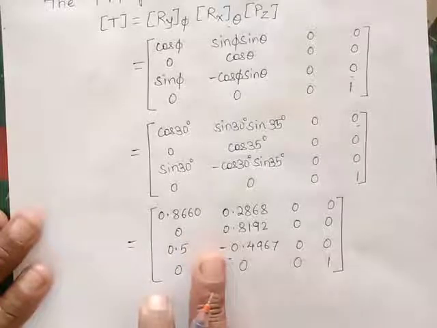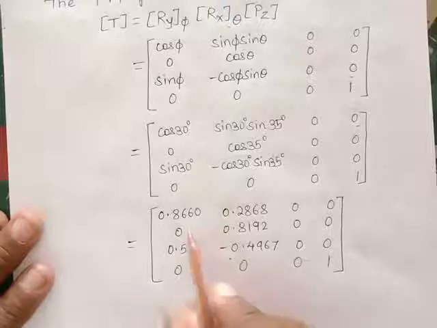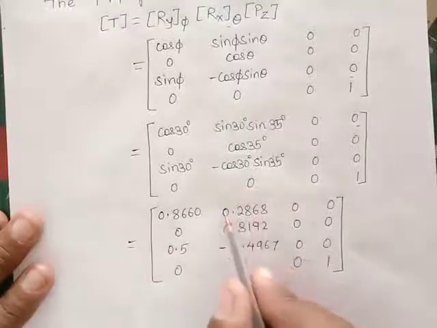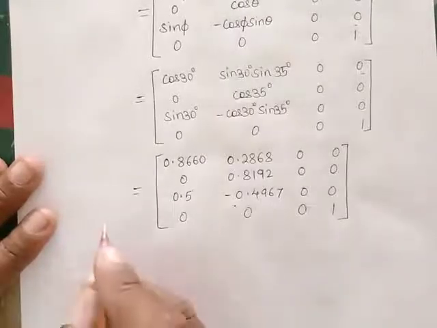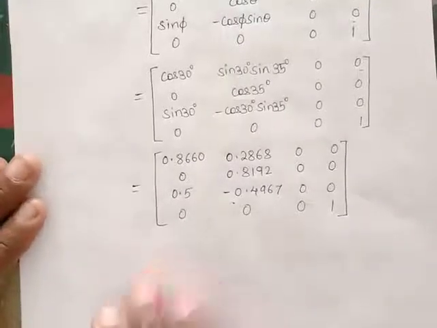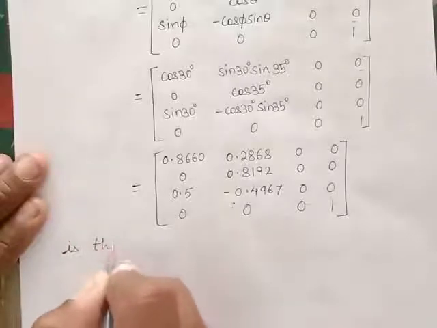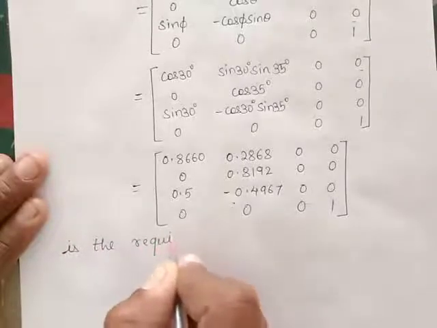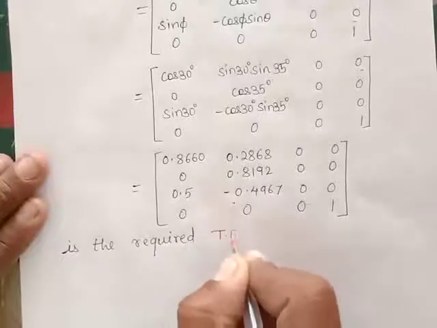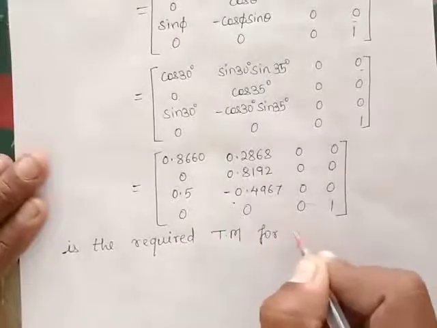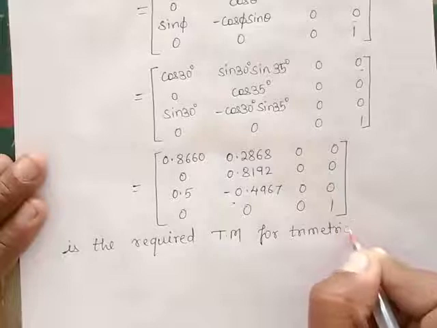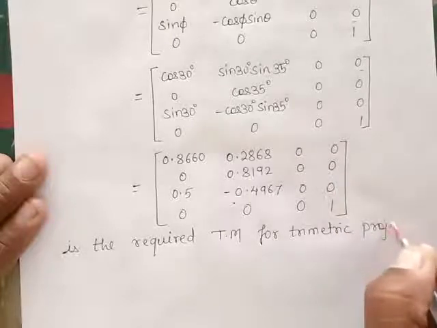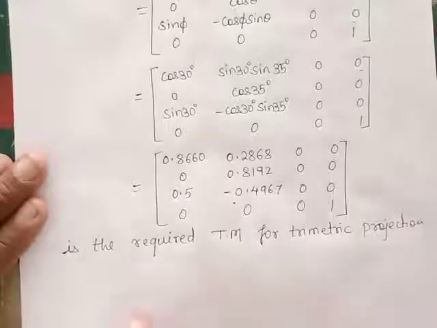Now I have to determine the foreshortening factors. So for that, you know, this is x1, this is y1, right? x2, y2, x3, y3 as such. So we need these one for principal foreshortening factors. This is the required transformation matrix for trimetric projection. Right?